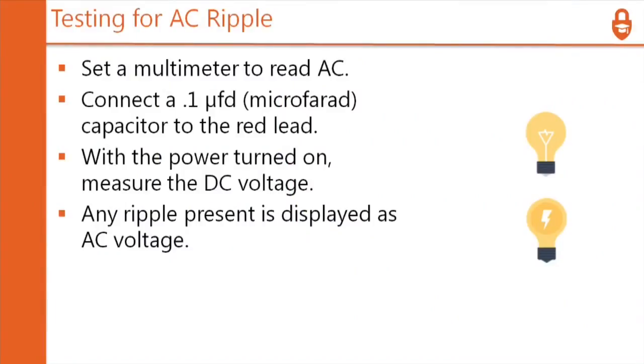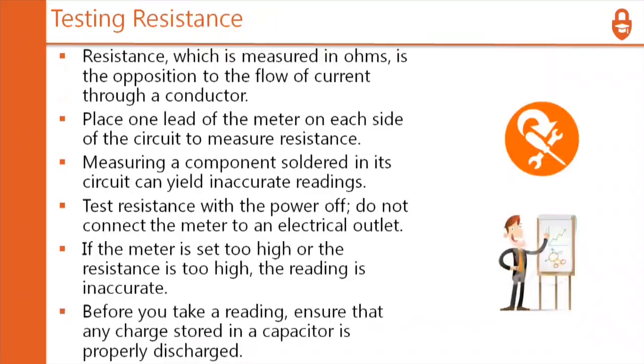Testing for AC ripple. Set a multimeter to read AC. Connect a 1 microfarad capacitor to the red lead. With the power turned on, measure the DC voltage. Any ripple present is displayed as AC voltage. So if you can read AC across a pair of DC circuit terminals, then you have some ripple going on and you have a bad electrical filter. So what you need to do is just change the power supply. Don't try to repair it. It's not worth it.